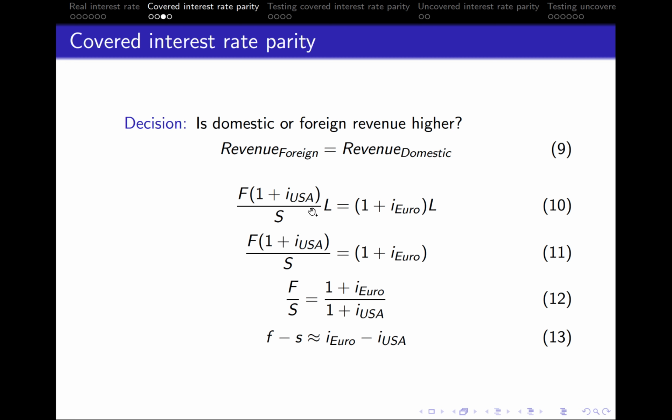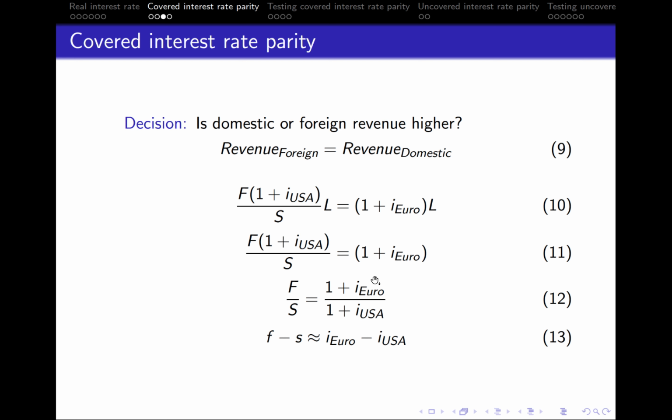And look what is happening then. Then we get that our expression for the revenue from United States bonds and Euro bonds are equal to one another. And look, L is present on both sides, so we can get rid of it quite easily. And here we are getting covered interest rate parity.